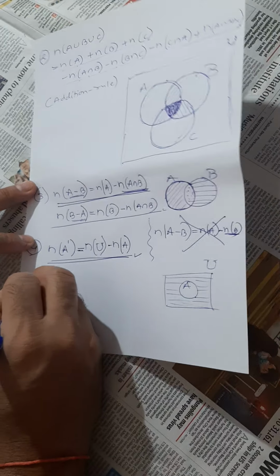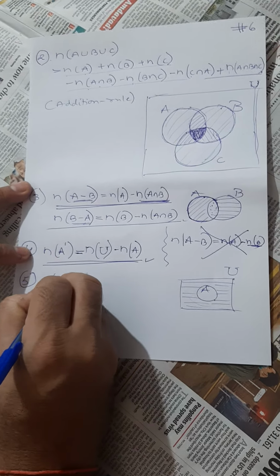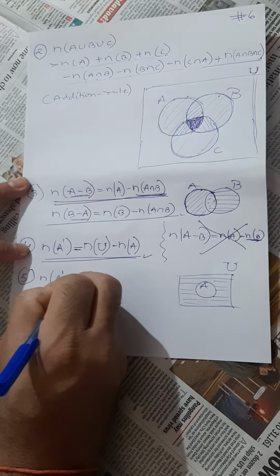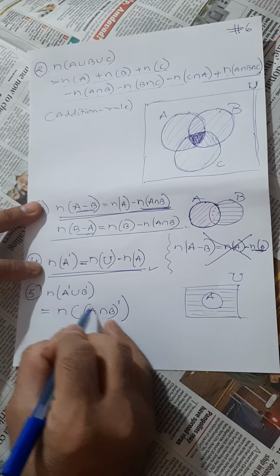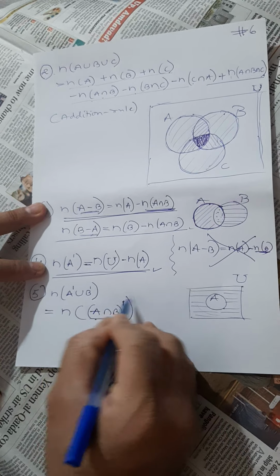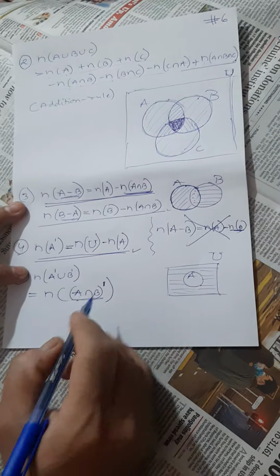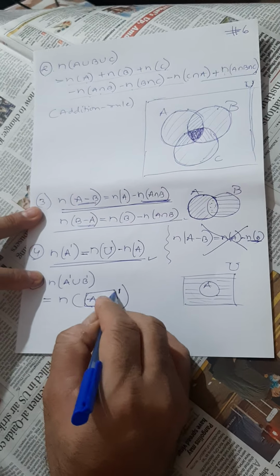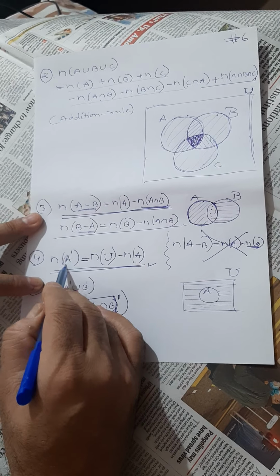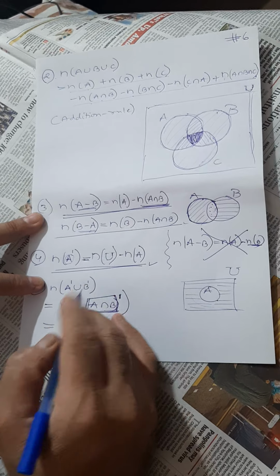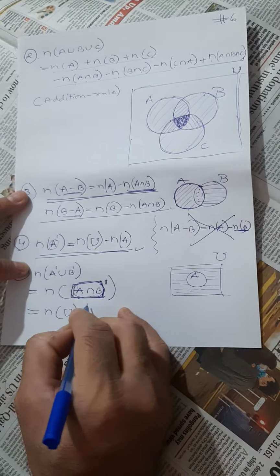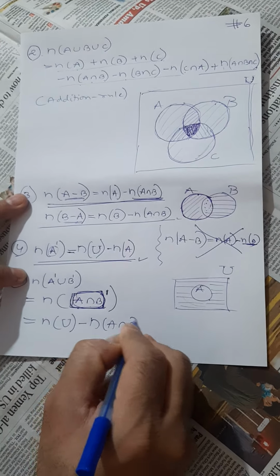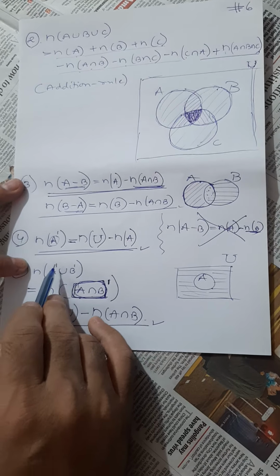One more thing, we use this sometimes. If you have, for example, n of A dash union B dash, you can use De Morgan's here. A intersection B the whole dash. What is this? This is De Morgan's. You take the dash outside, so union becomes intersection. Now imagine this is a set A, this portion only. So what is that? The number of elements in the universal set minus A, where A means here A intersection B. So we can use it this way when you have double dash.